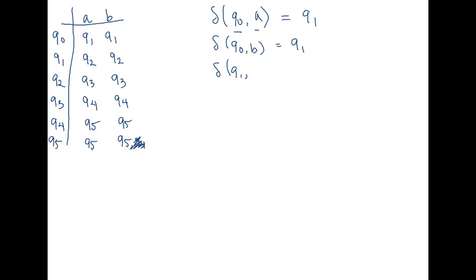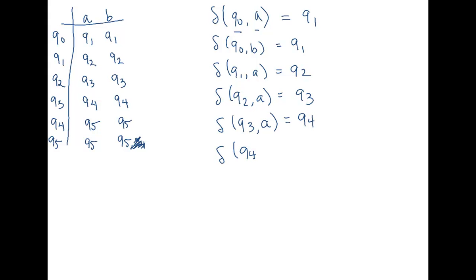So if I was in Q1 and I read an A, then I would have had to go to Q2. If I was in Q2 and I read an A, I go to Q3. If I'm in Q3 and I read an A, I go to Q4. If I'm in Q4 and I read an A, I go to Q5. And if I'm in Q5 and I read an A, I stay in Q5.